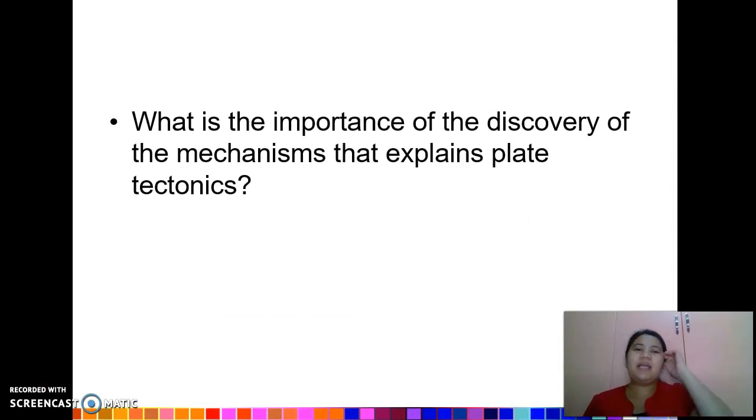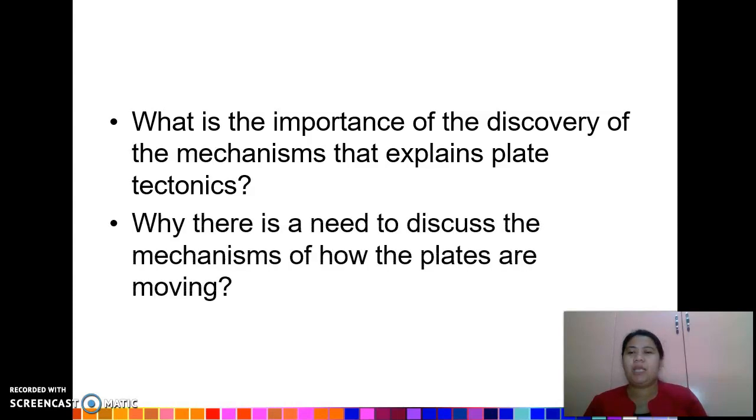So before that, let's have first some questions that must be answered at the end of the discussion. What is the importance of the discovery of the mechanisms that explains plate tectonics? Next, why is there a need to discuss a mechanism of how the plates are moving? Remember the discussion of Alfred Wegener, why he was questioned about his theory of continental drift.